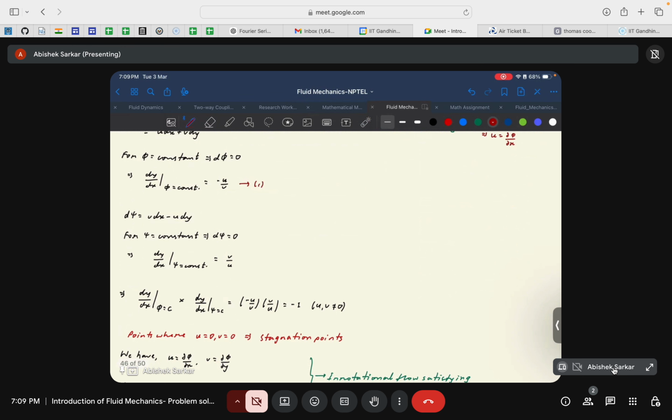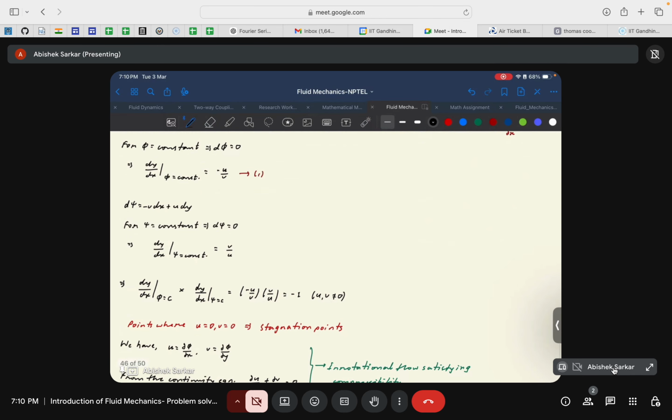Now we know that d psi is equal to minus v dx plus u dy. Just to remove confusion, again both are the same, but still students might get confused, so I will stick with my original definition. Okay, so for psi equal to constant, we have d psi equal to 0, or dy/dx would be equal to v/u. Say equation number 2.